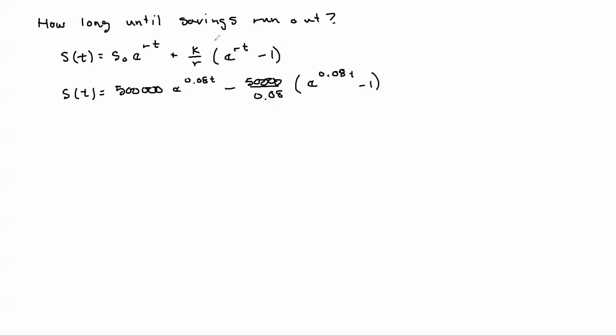And so if we want to know how long until their savings run out, we want to know how long until this is 0, right? S of t is the size of their investment at a given time, and so we want to figure out when the size would be 0. So we replace this with 0, and then you need to solve for t. So how long will their investment last? Will it last 30 years? I mean, that's what it looks like.